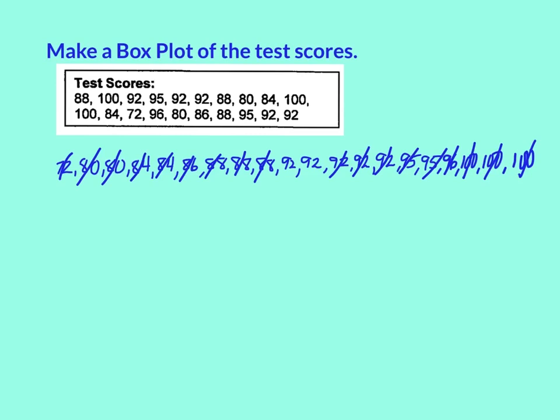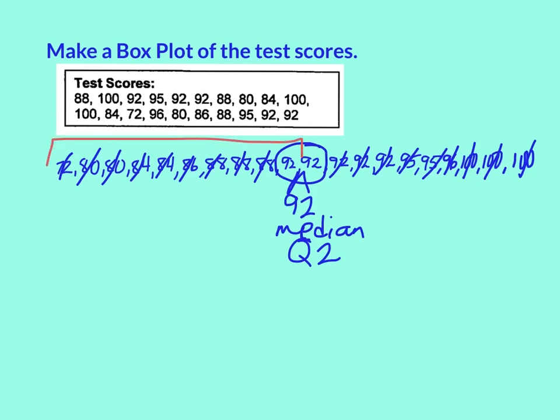Once we crossed off the pairs, we come down to either one or two numbers, in this case 2. So we know between 92 and 92 is simply 92. So there is our median. We also call this our quartile 2, and we call it that because it's 2 out of 4 quartiles. Now your data is split into two pieces, a lower half and an upper half.